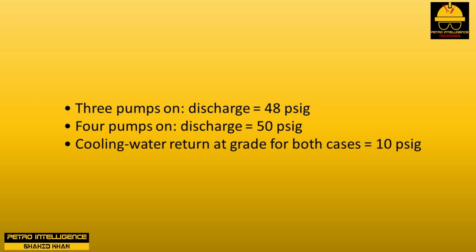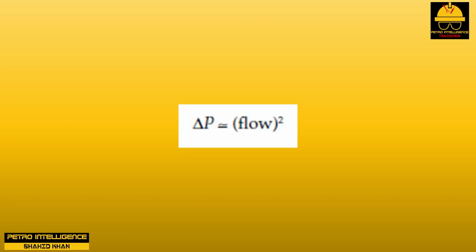Cooling water return at grade for both cases equals 10 psig. The delta P for the 3-pump case is 38 psig. The delta P for the 4-pump case is 40 psig. That means the pressure drop through the exchangers and piping system has increased by 2 psi, or 5%. Since pressure drop varies with flow squared, the water flow has only increased by 2.5% by starting the 4th pump.